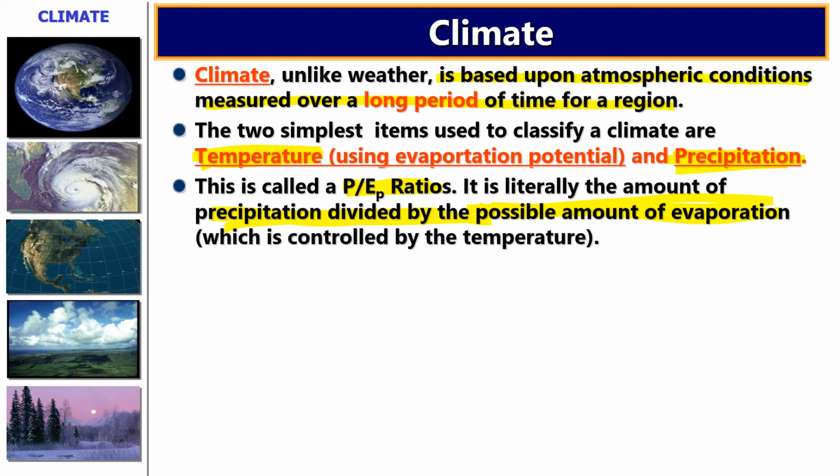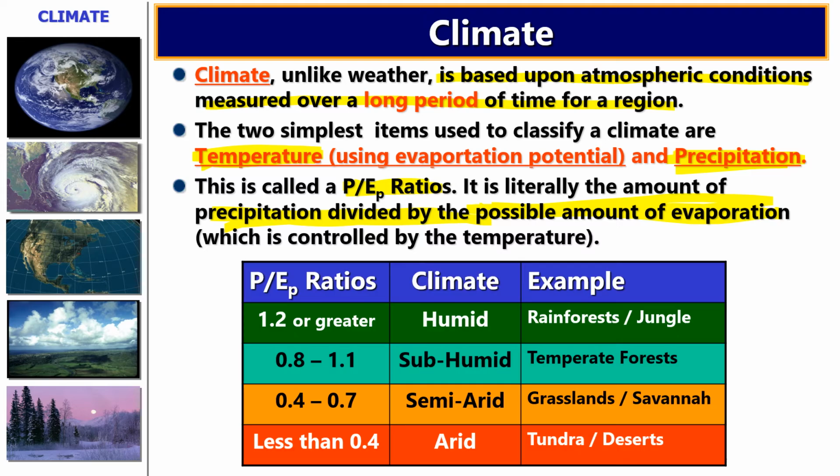So we have this little chart here that we're going to fill out that defines the PEP ratio, the climate, and then an example of it. Looking at this chart, if you can, I do recommend that you color code it, just like I did, just to give yourself some little helpful hints here.